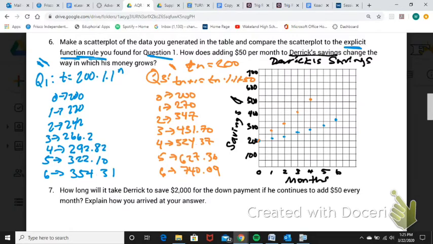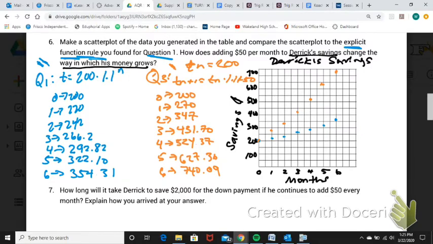After 5 months, we're at 627. Getting that lined up right here. And then finally, after the 6 months, right there, pretty close to the top. So the question's asking, he wants to know how that changes the way his money grows.